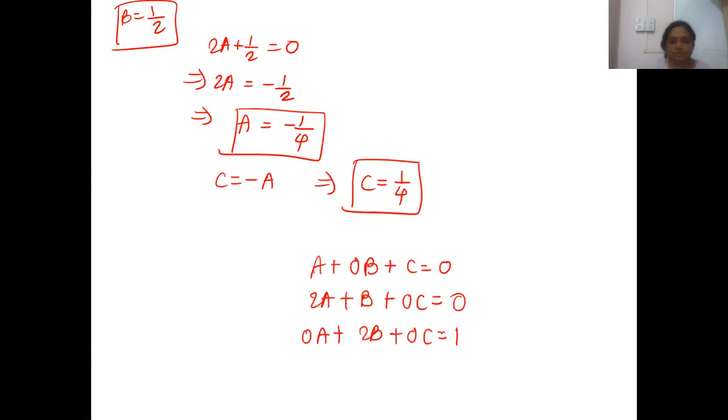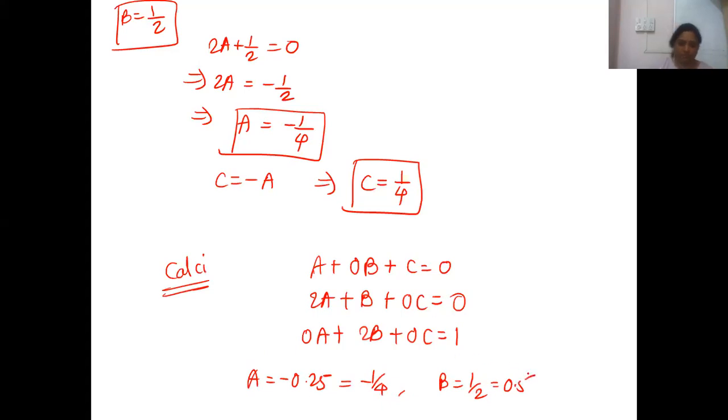What do you get? Check. So x is minus of 0.25, which means a is minus 0.25, minus 1 by 4. Right. So here minus is minus 1 by 4. Then 0.5 is equal to 1 by 2. Very good. And z, that is c, is equal to 0.25, which is again 1 by 4. Right. So yes, you can do it like this also.